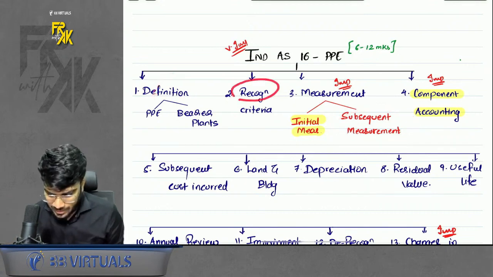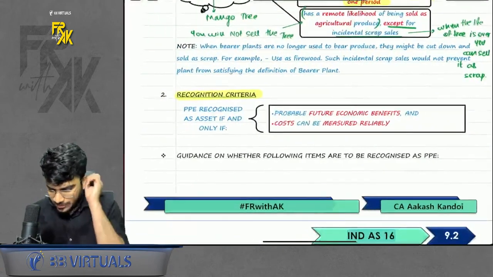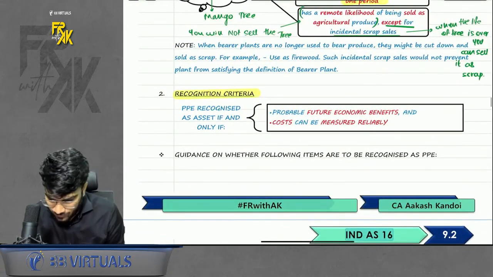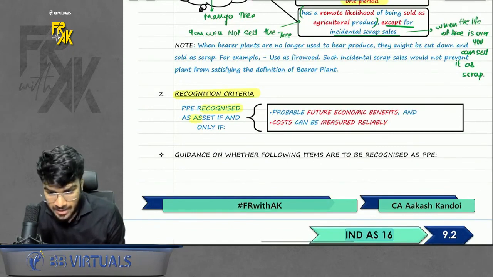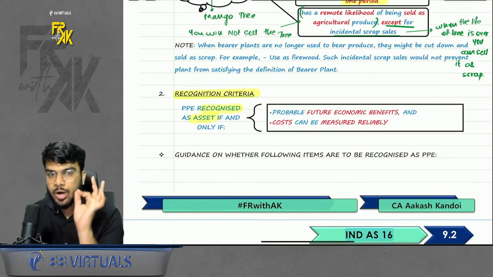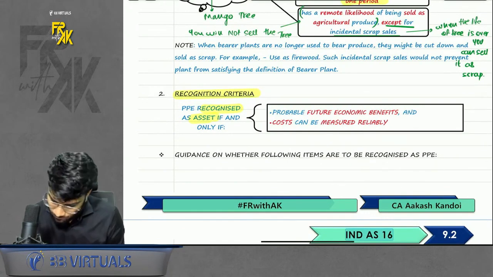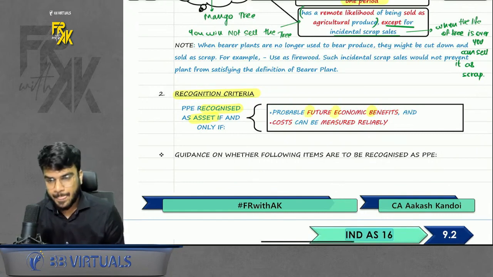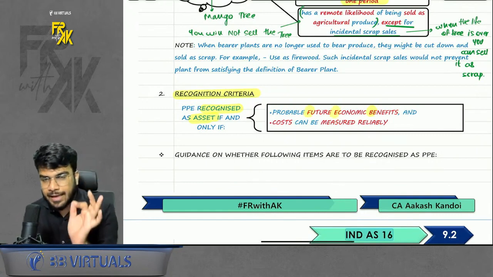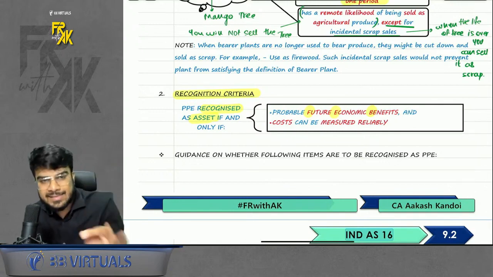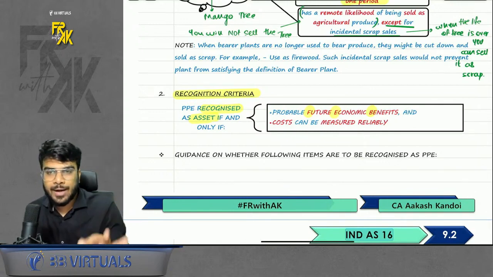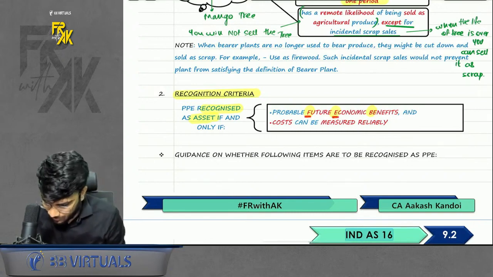So now we discussed definition. Now we are going to discuss the recognition criteria. Recognition means when you will record the PPE. When the PPE is recognized as an asset in the balance sheet. We will record it when two conditions are met. One is future economic benefits. As I already mentioned, an item is recorded as an asset only when you are certain to get some benefits for more than 1 year. That is known as future economic benefits.